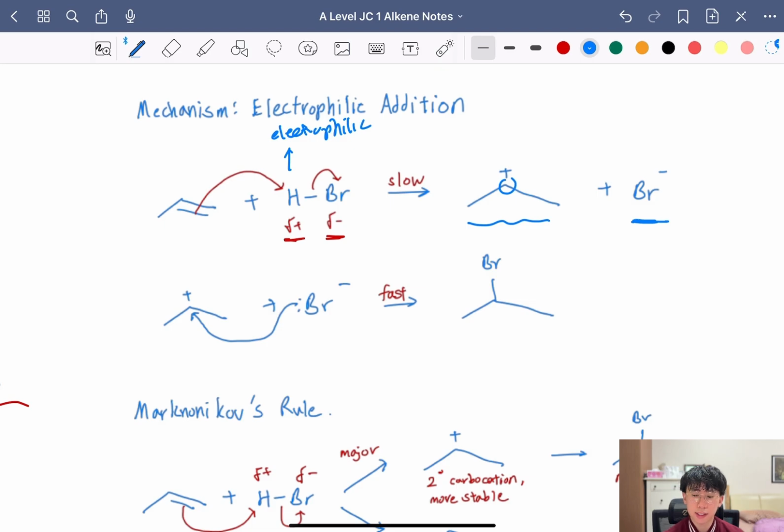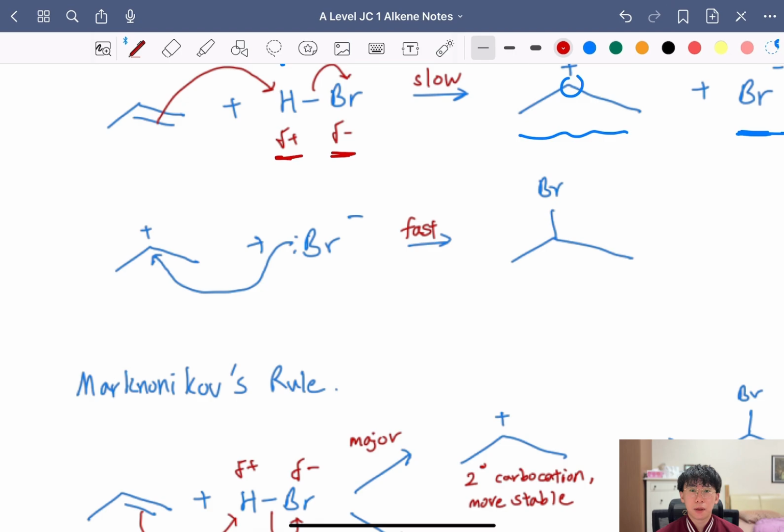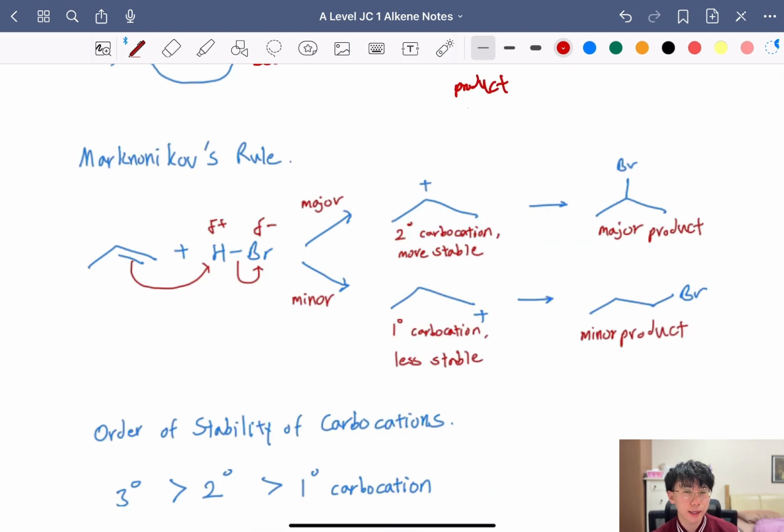And also take note that this is a slow reaction. Next up, your carbocation is going to get attacked by the electron-rich Br minus by the lone pair. And that's how you form your product. Do take note that this is also a fast reaction. It's also important to understand this rule called Markovnikov's rule, which is important in predicting the major or minor products from your electrophilic addition reactions.